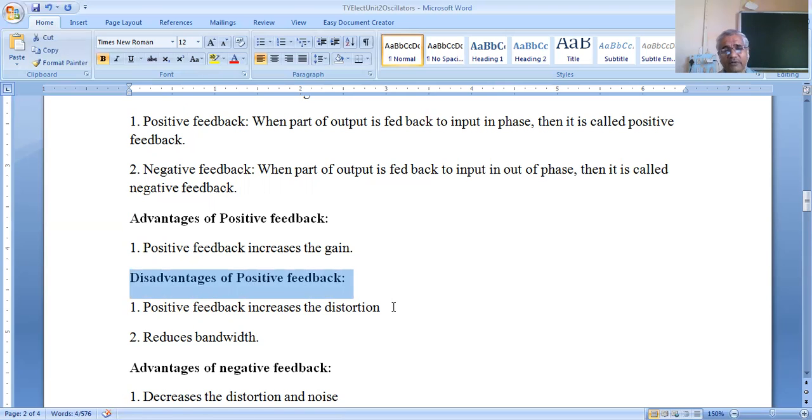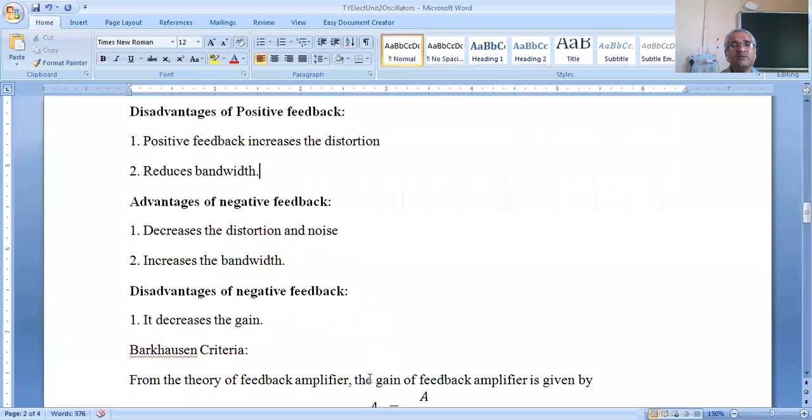Reduces the bandwidth. Bandwidth मात्र आपली काय होऊन जाते, reduce होऊन जाते due to the positive feedback. And on the other hand, advantages of negative feedback: the positive feedback increases the distortion, but in negative feedback the distortion and noise is reduced. So the advantages of negative feedback are that it decreases the distortion and noise, and it also increases the bandwidth.